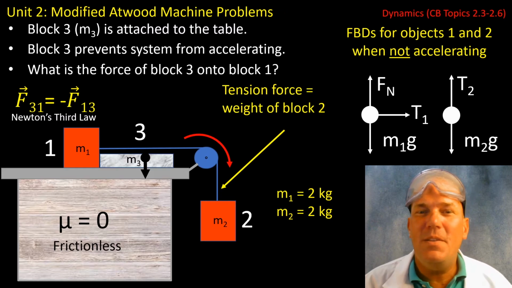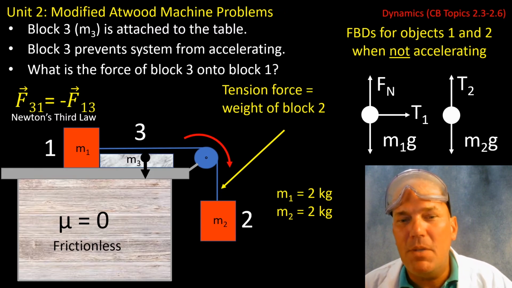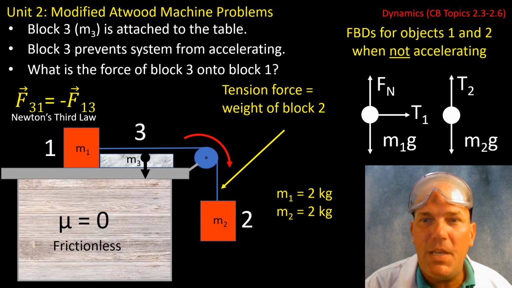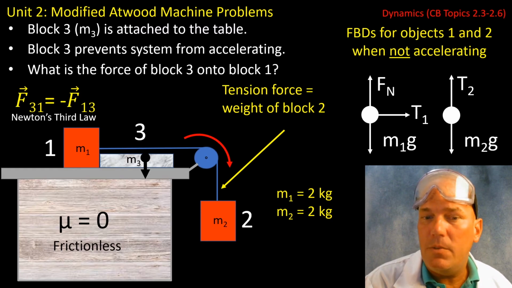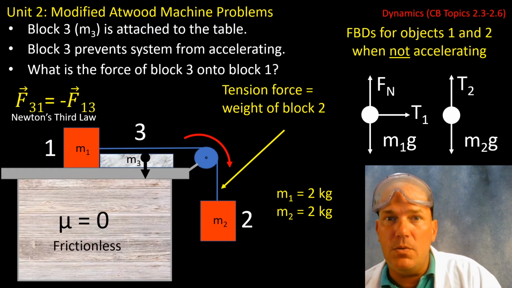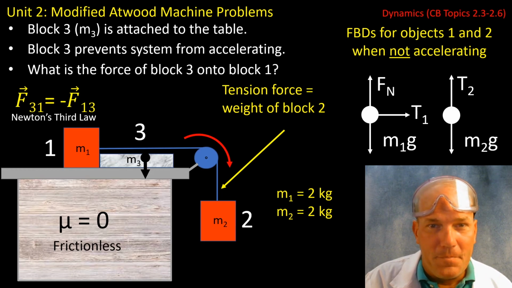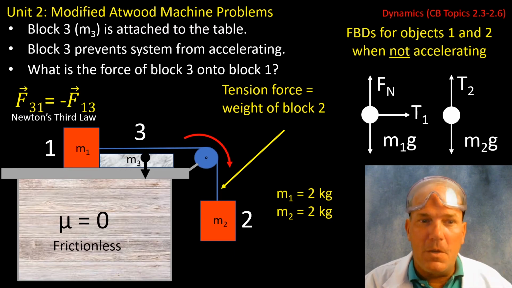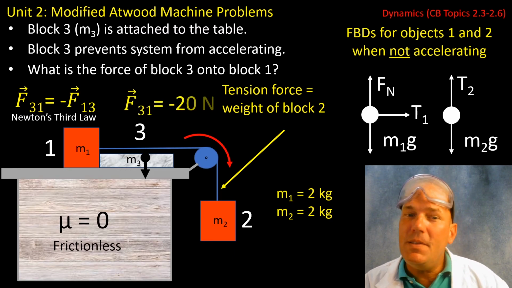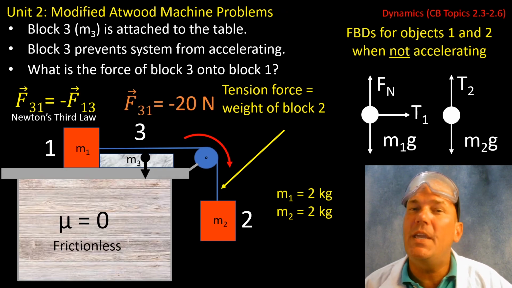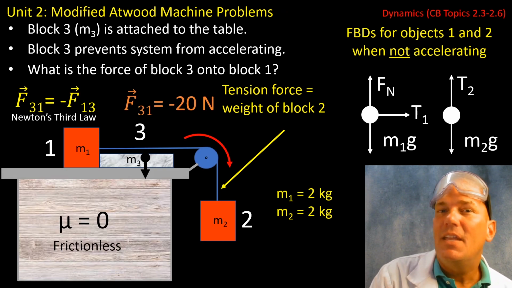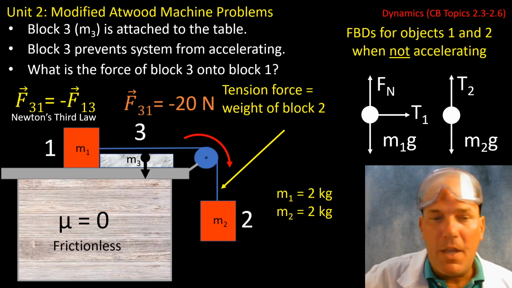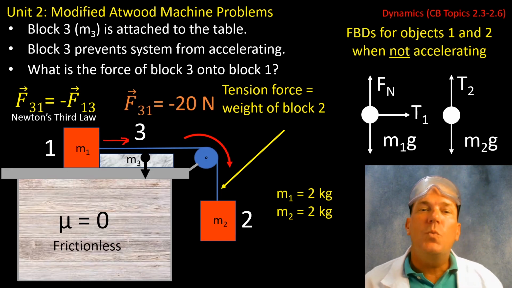So we know the tension force to be the weight of block 2. So that would be 2 kilograms multiplied by 10 meters per second squared because the object is not accelerating. So that would be 20 newtons. What does that mean? Well, if the tension force is 20 newtons to the right for object 1, then doesn't that mean that the force of 3 onto 1 back is negative 20 newtons?